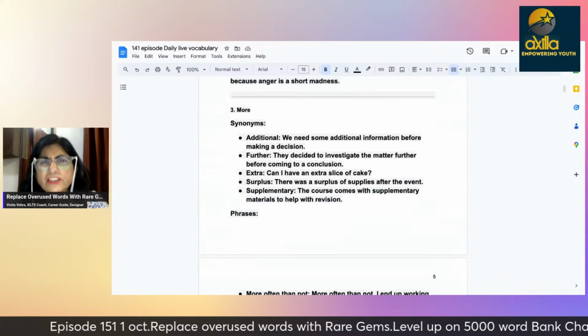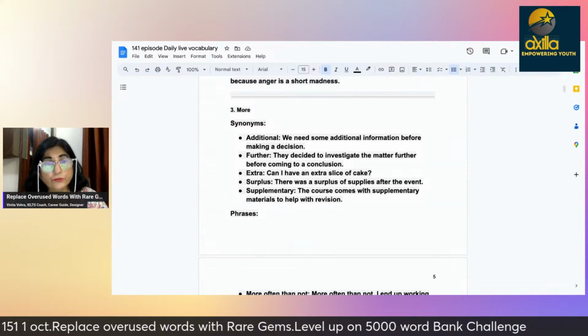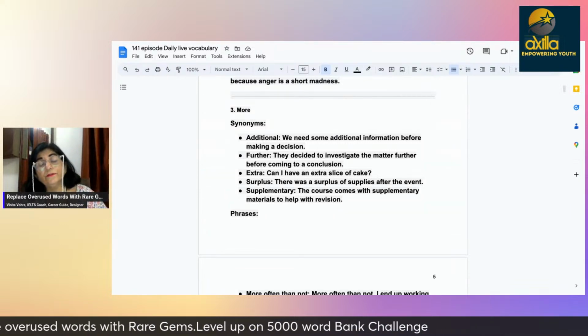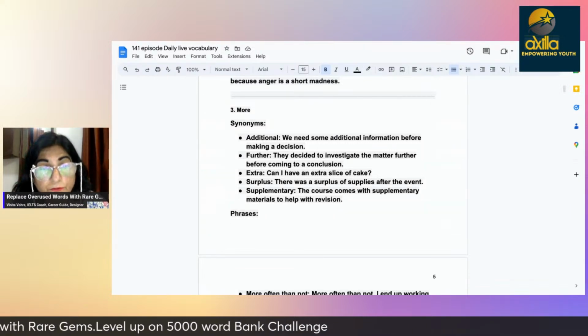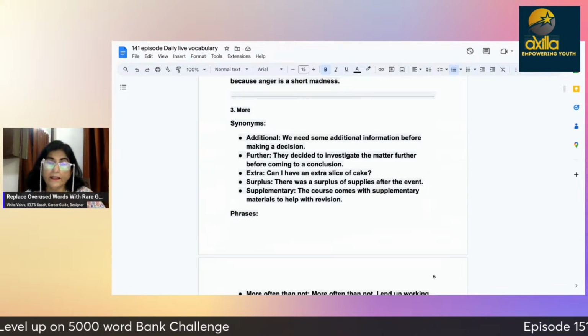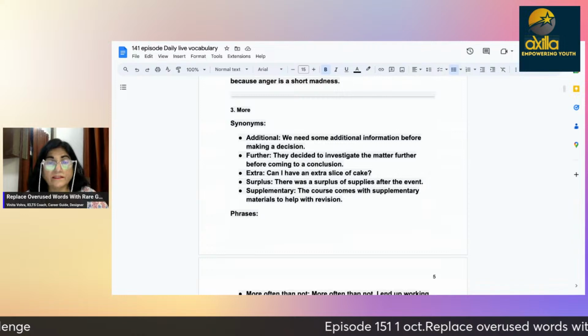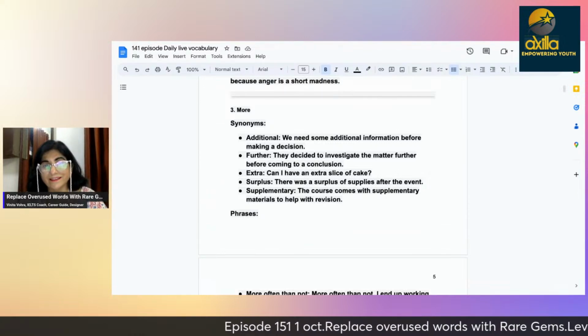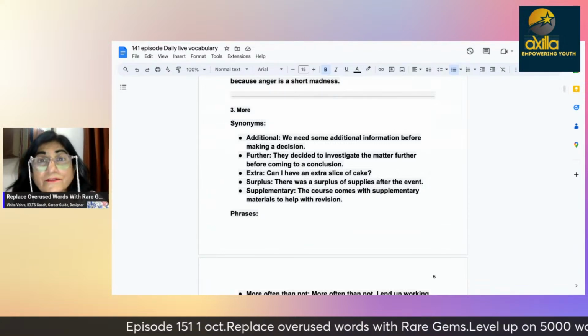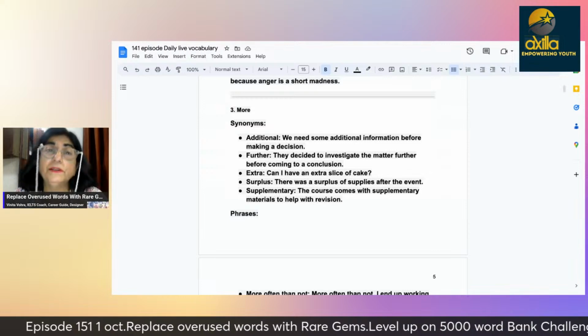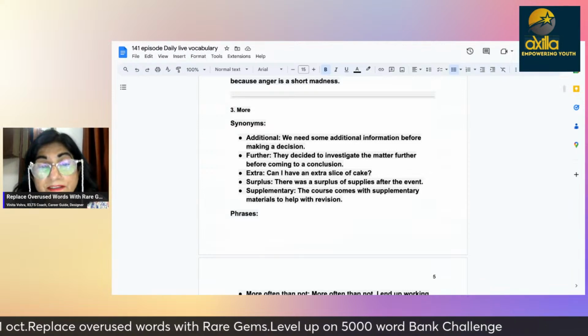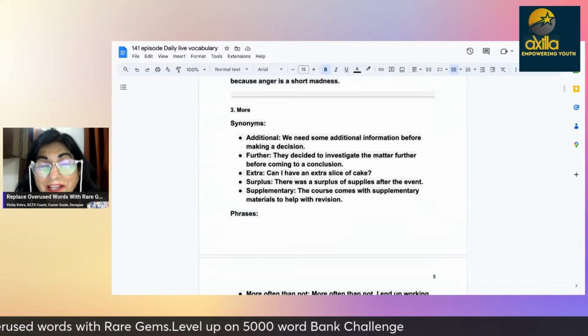And you can give some additional information in writing task 2. Further: they decided to investigate the matter further before coming to a conclusion. Extra: can I have an extra slice of cake? Surplus: there was a supply of surplus. There was a surplus of supplies after the event. Supplementary: the course comes with supplementary materials to help with revision.